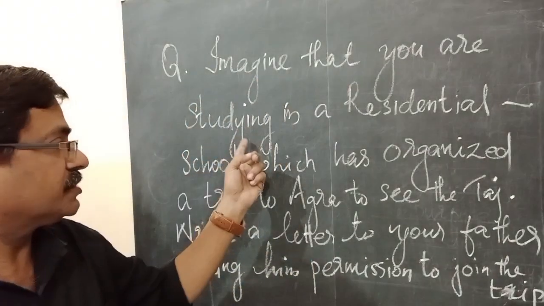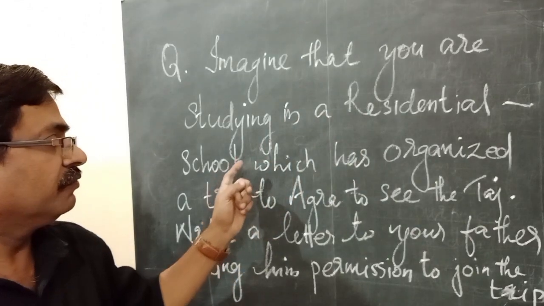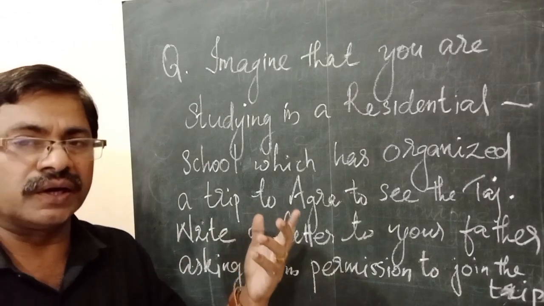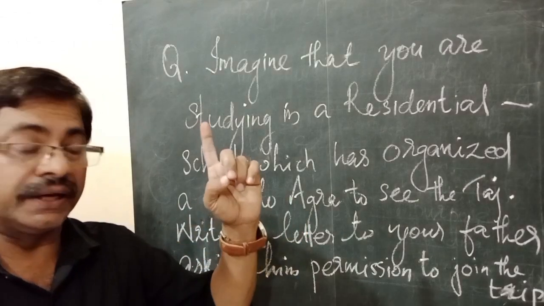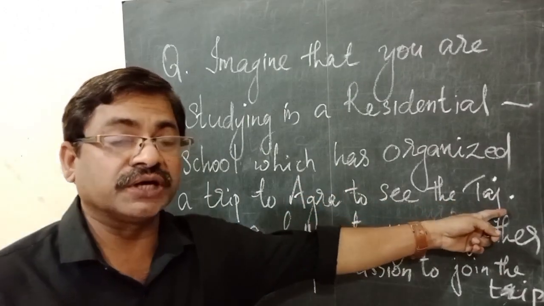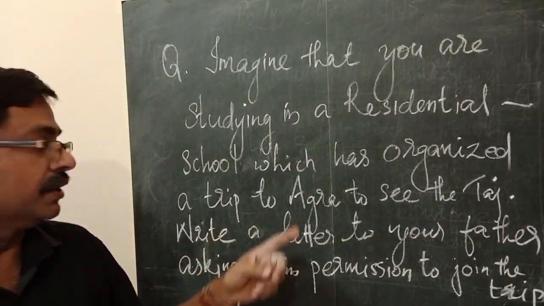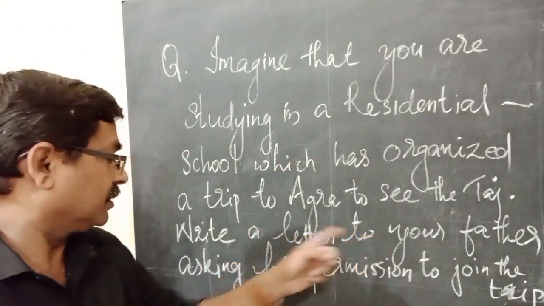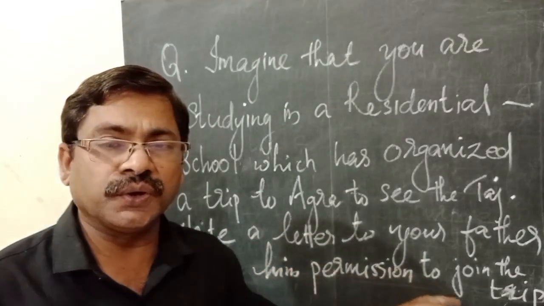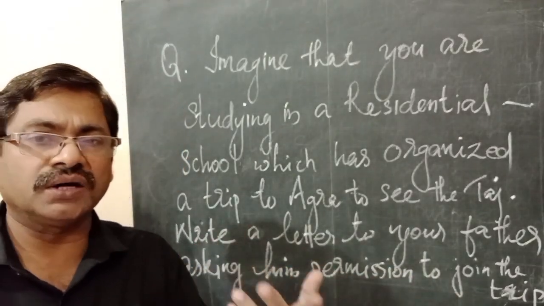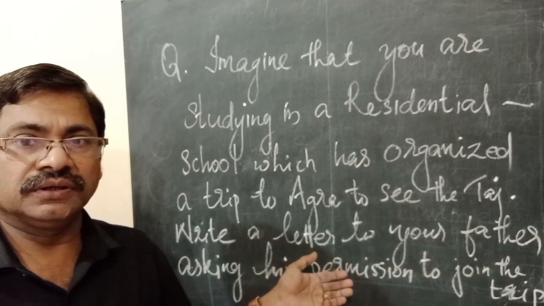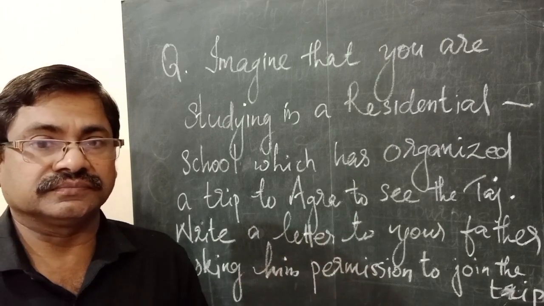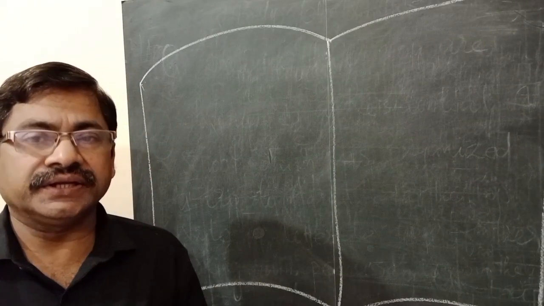So imagine that you are studying in a residential school which has organized a trip to Agra. Your school has organized a trip to Agra. Why? To see the Taj Mahal. In order to see the Taj Mahal, a trip was planned. Write a letter to your father asking him permission to join the trip. So that is what you have to write. Now let us see how we can write the letter.